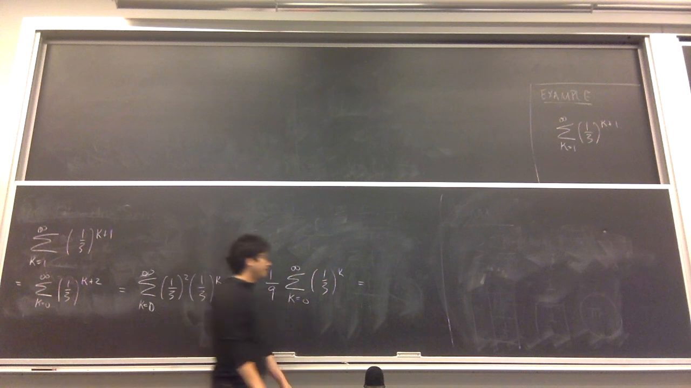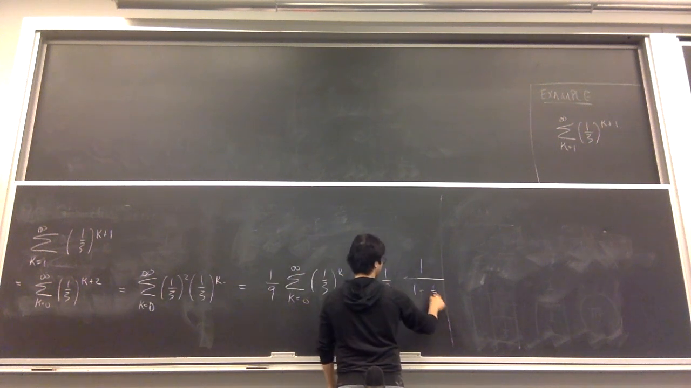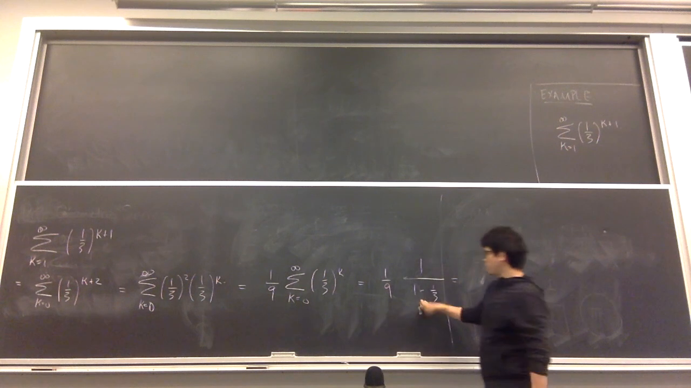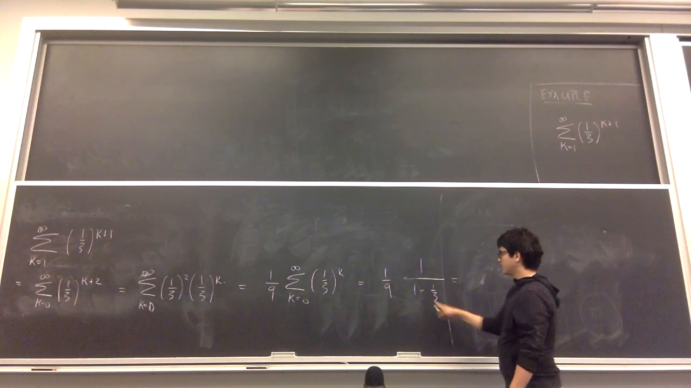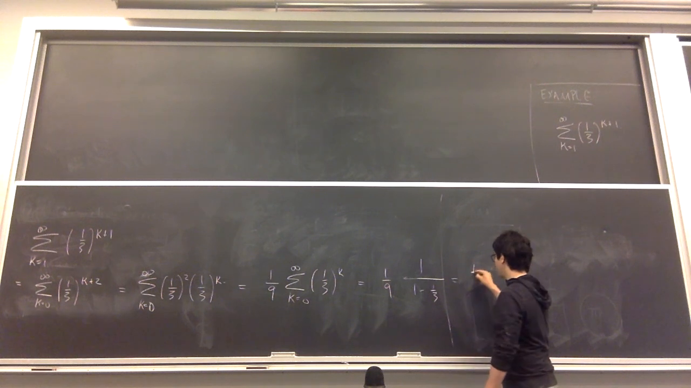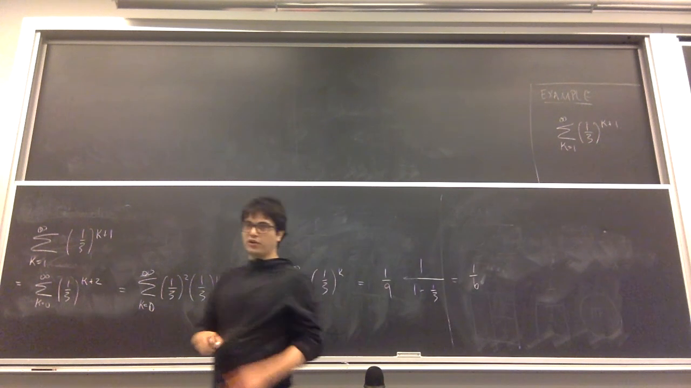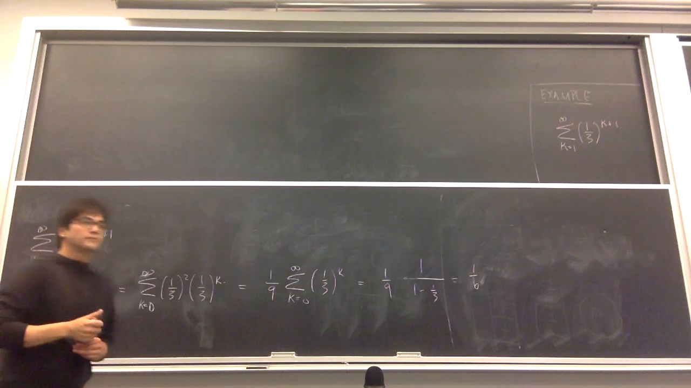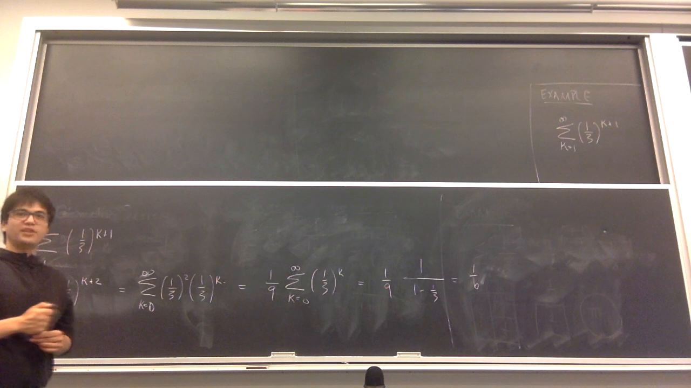It's a geometric sum. So you get 1/9 times 1 over 1 minus a third. This is going to be 2/3 on the bottom. So it's going to be 3/2 times a 9th, which is going to be a 6th, I think. Who else got a 6th? Okay, good. That's all the confirmation. Well, at least one of you needs to get a 6th.